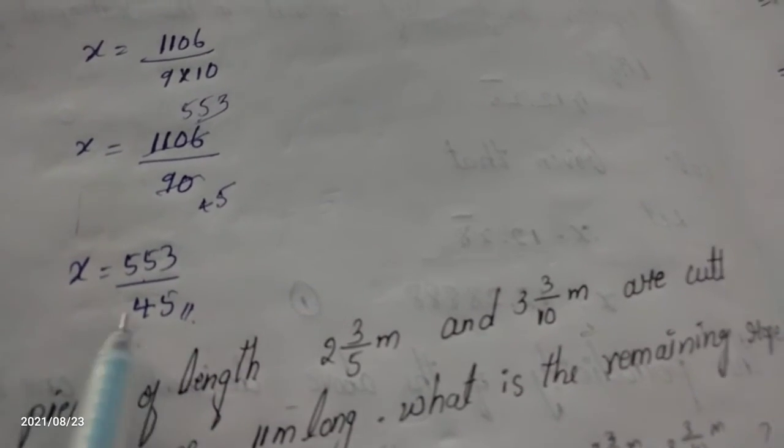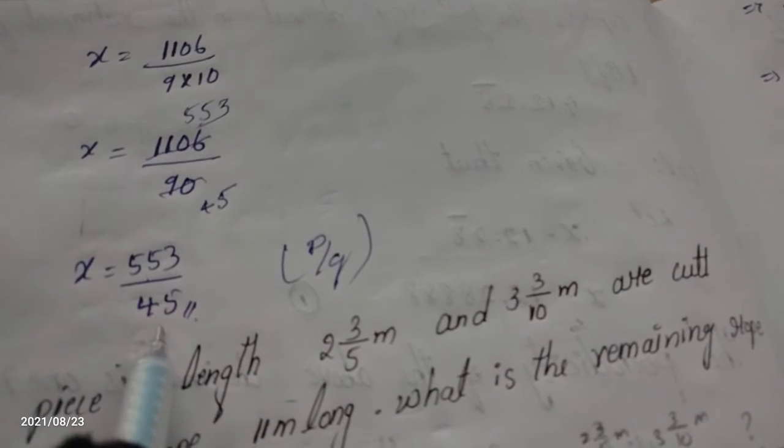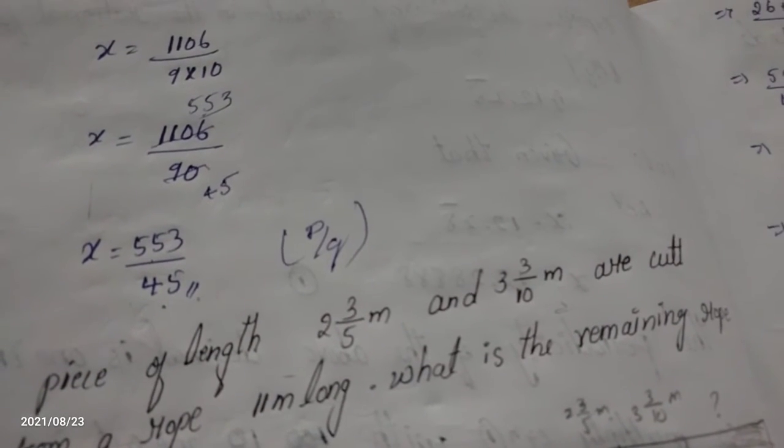553 divided by 45. Is it in the form of p by q or not? There is a decimal point, so we are converting it into p by q. This is the answer to the second one.